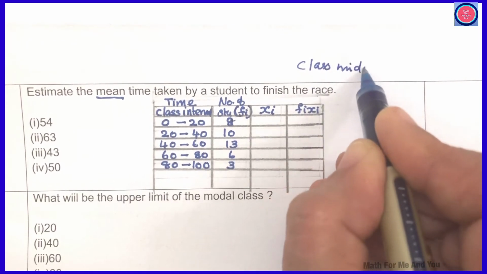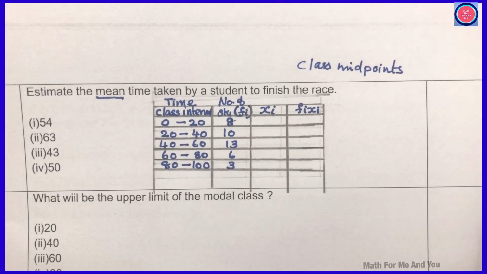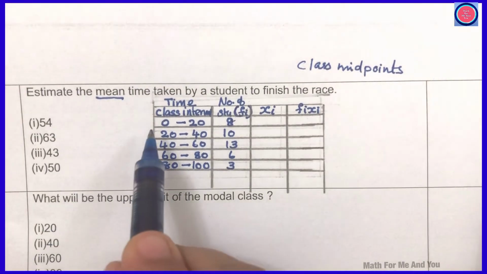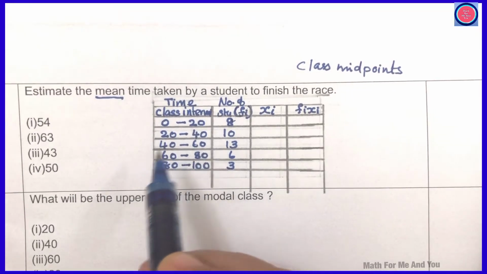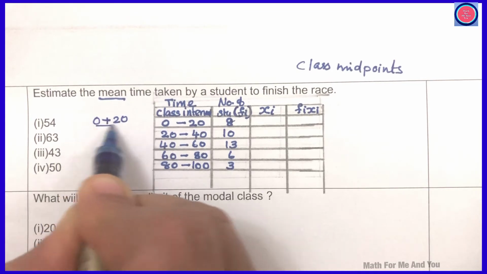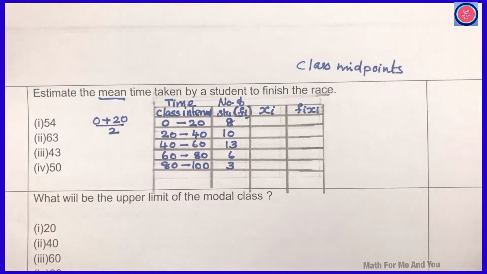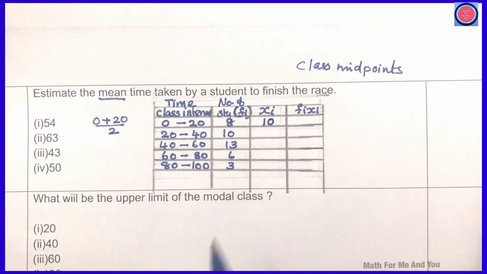Class midpoint we represent with xi. How can we find the midpoints? For a class with lower limit and upper limit, that means 0 and 20, the first class lower and upper limit respectively, we can write the class midpoint as 0 plus 20 over 2. First number plus last number over 2. That is 20 over 2, which is 10.